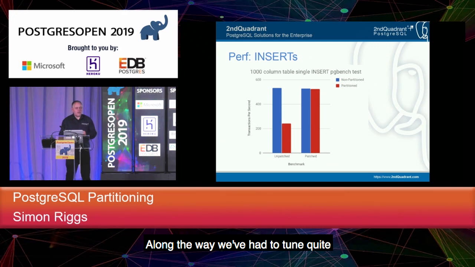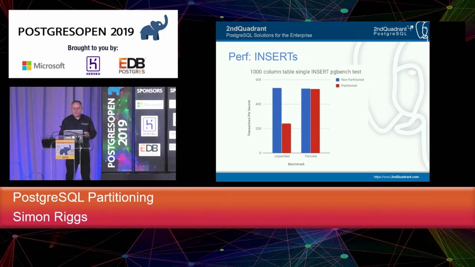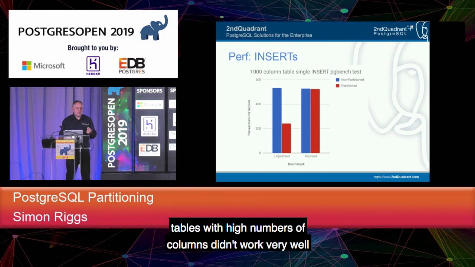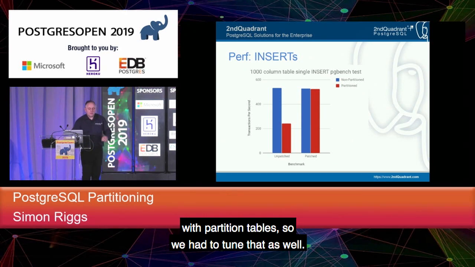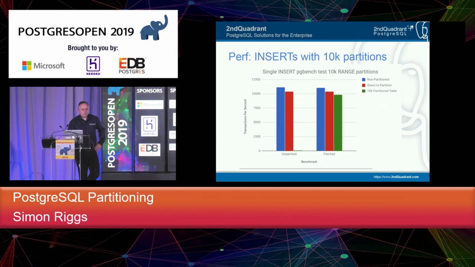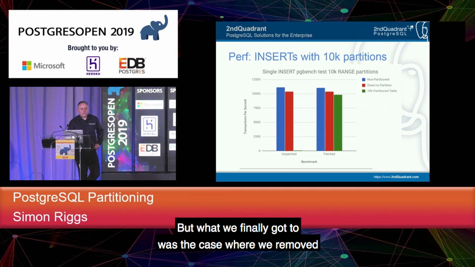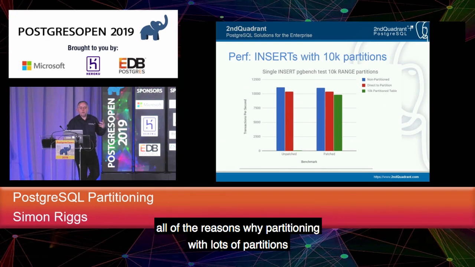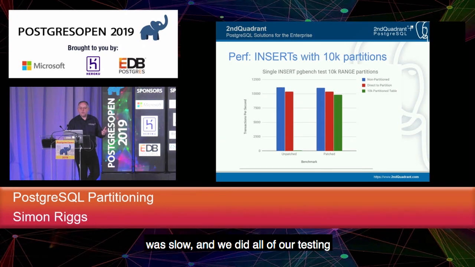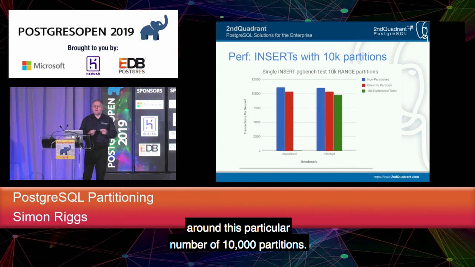Along the way, we've had to tune quite a few different things. For example, a high number of tables with high numbers of columns didn't work very well with partition tables, so we had to tune that as well. But what we finally got to was the case where we removed all of the reasons why partitioning with lots of partitions was slow. And we did all of our testing around this particular number of 10,000 partitions.